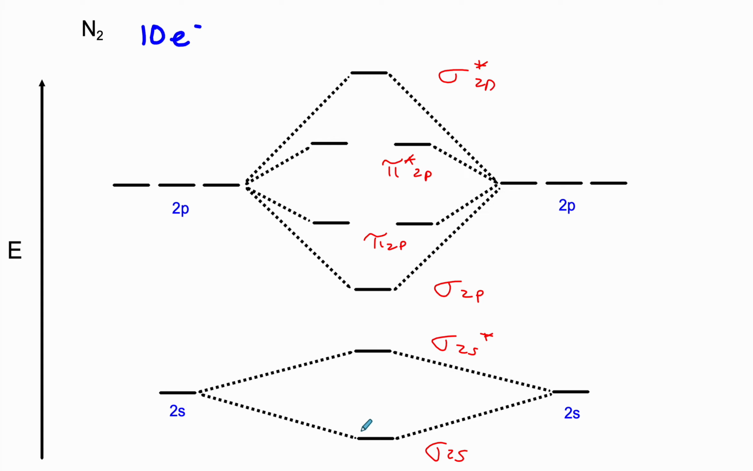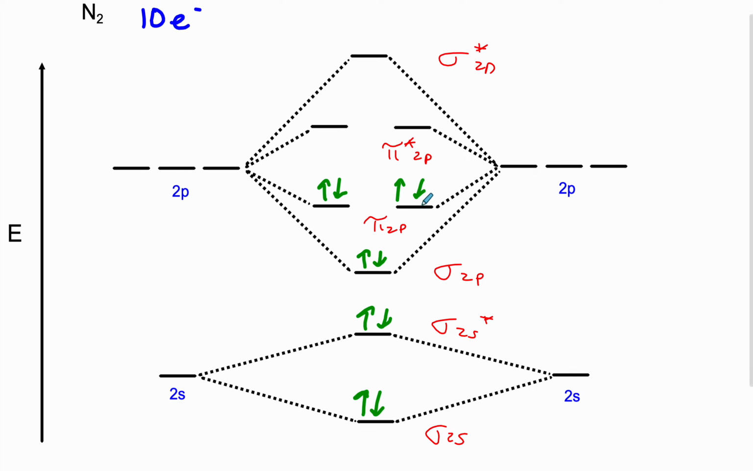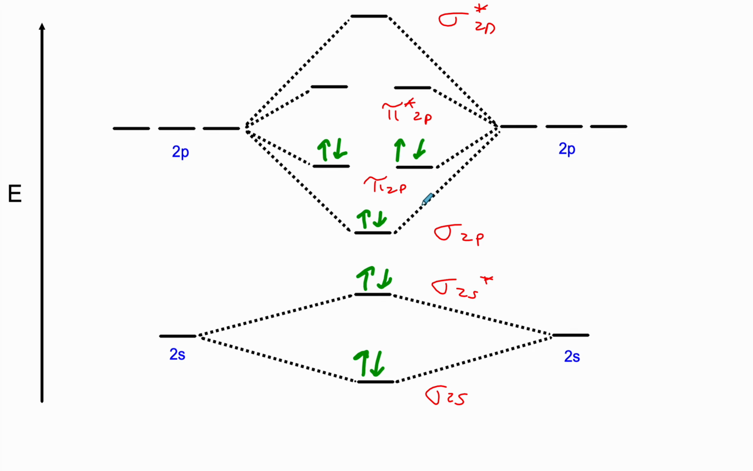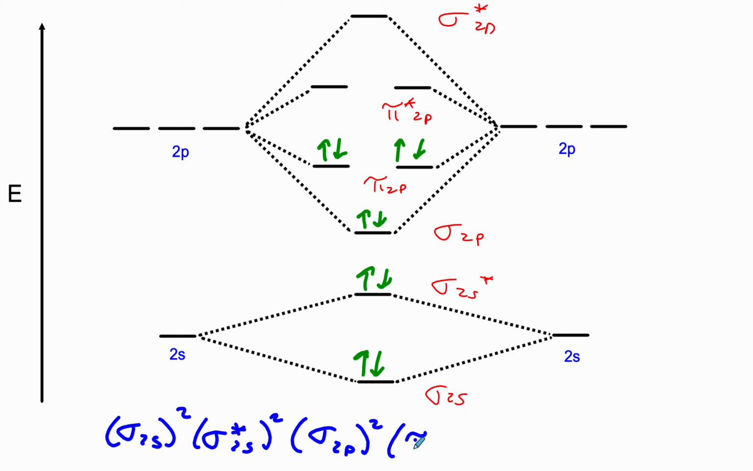So starting at the bottom, 2 electrons in the sigma 2s, 2 electrons in the sigma star 2s, 2 electrons in the sigma 2p, and 1, 2, 3, 4 electrons in the pi 2p. Now, we can write the molecular orbital electron configuration for this simply by listing those. That will be sigma 2s 2, sigma star 2s 2, sigma 2p 2, and pi 2p 4.